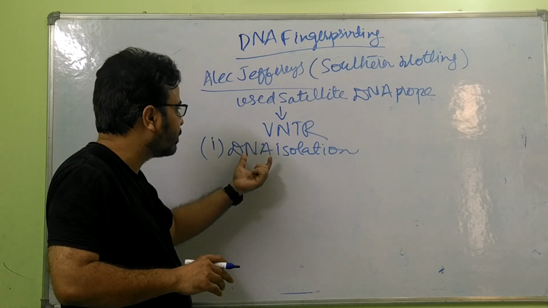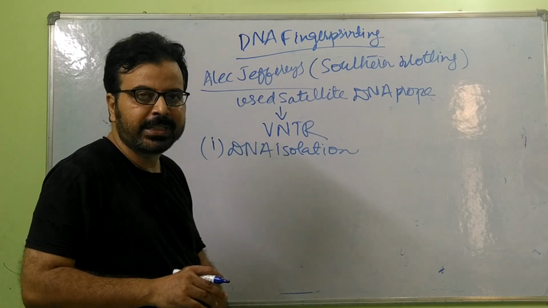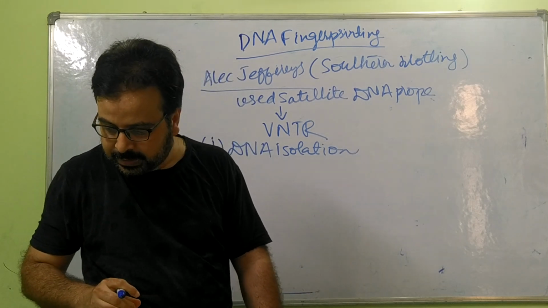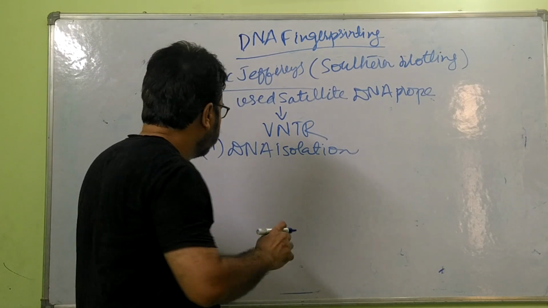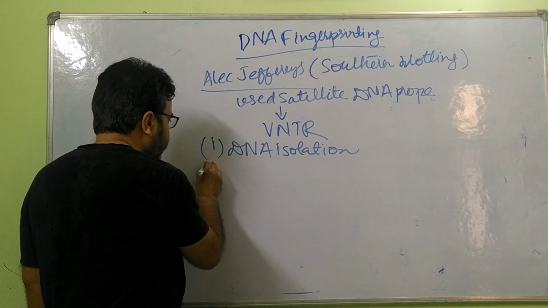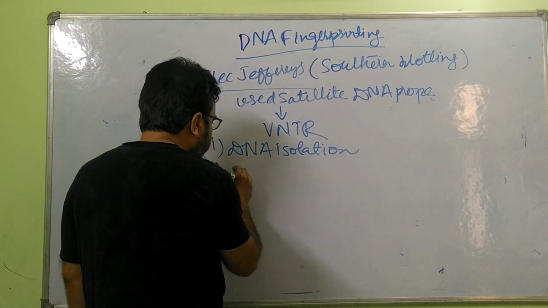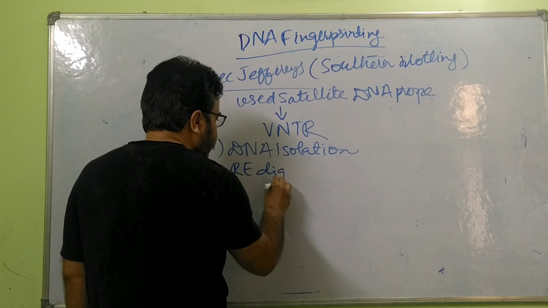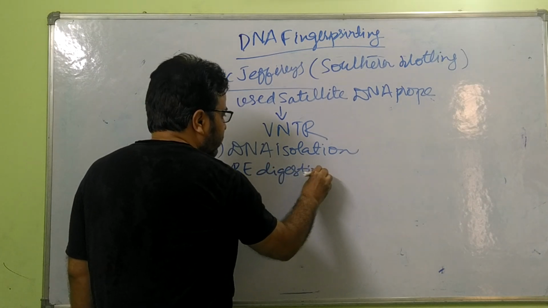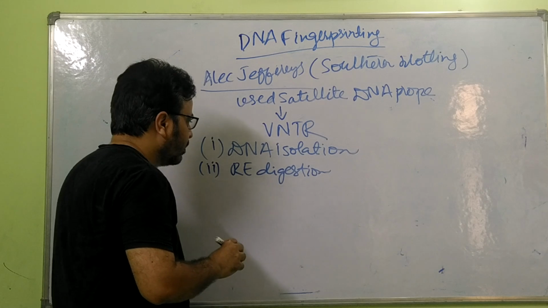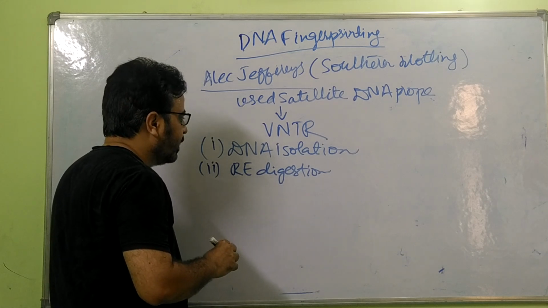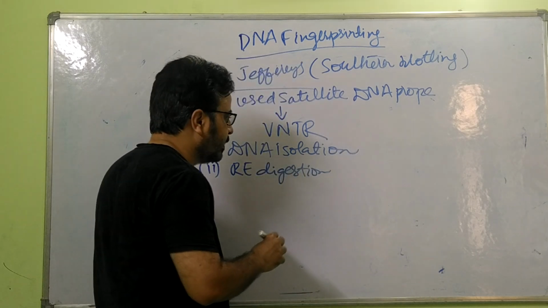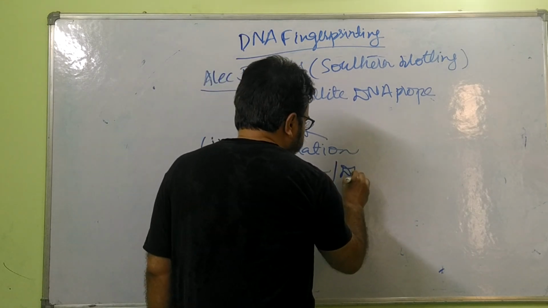Through a process we can isolate the DNA from the cell. Once the DNA is isolated, we apply a restriction endonuclease digestion over it, so we break the DNA into fragments. That is, restriction endonuclease on DNA.